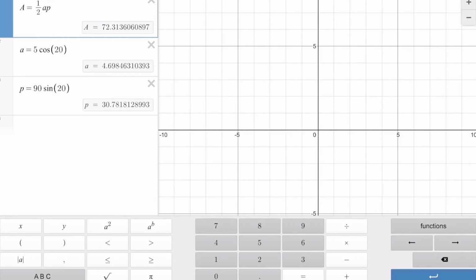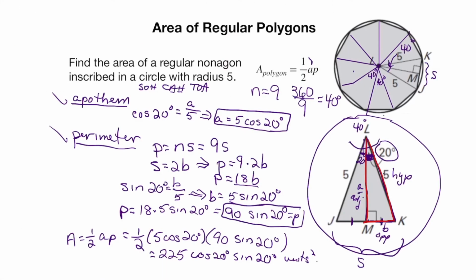So let's go back now and just fill that in. So this is approximately 72.3 square units.